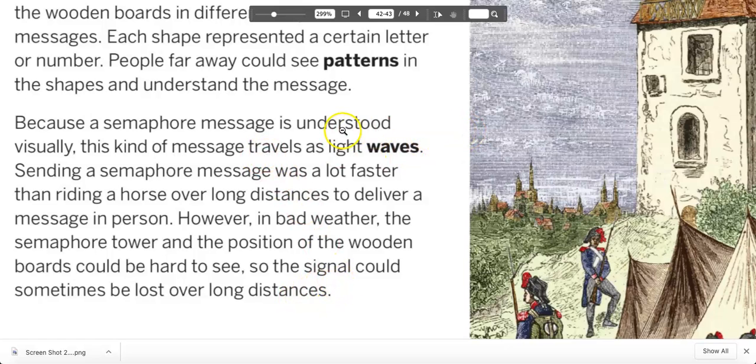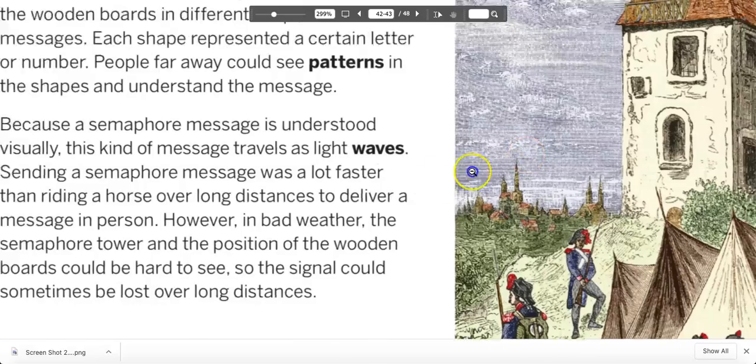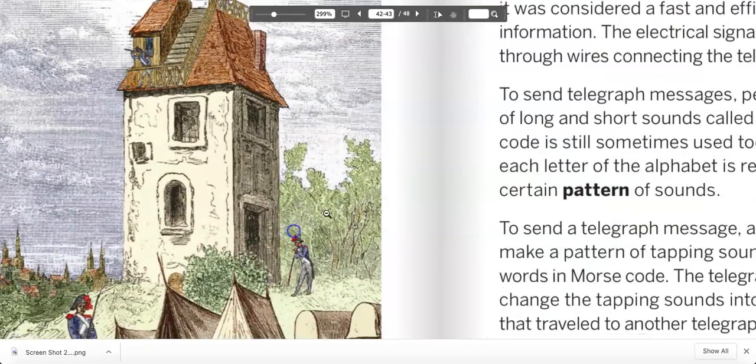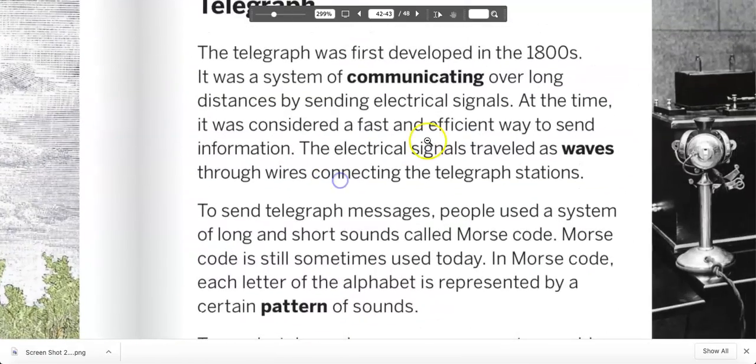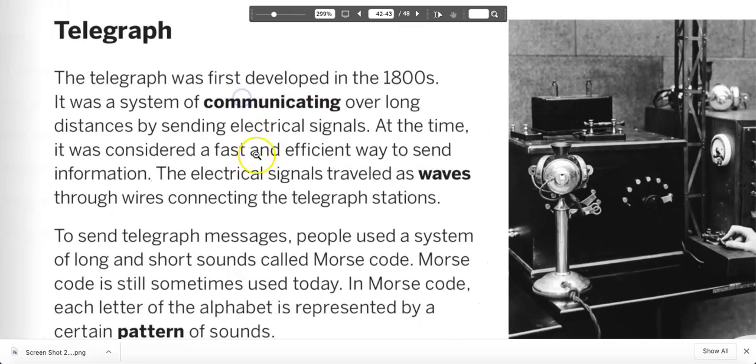So these are the moments that we may take for granted, but it's much better with us being able to use cell phones than trying to create messages using those boards. So making sure we are grateful for the technology that we have today.